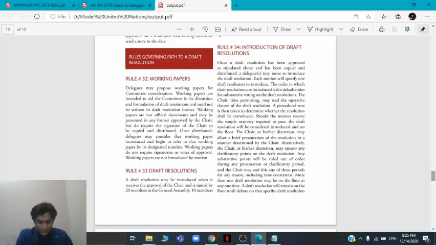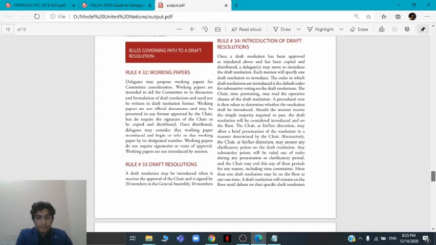The voting happens in the same order in which the draft resolutions are introduced. For instance, a delegate raises a motion: the delegate of Turkey would like to raise a motion to introduce draft resolution 1.1, 1.2, and 1.3 one after another. In the same way, there is going to be voting of the draft resolutions. First they would vote on 1.1, then on 1.2 and 1.3.